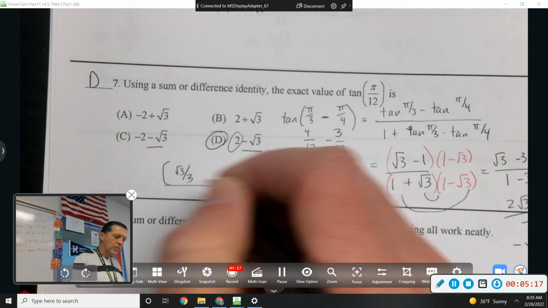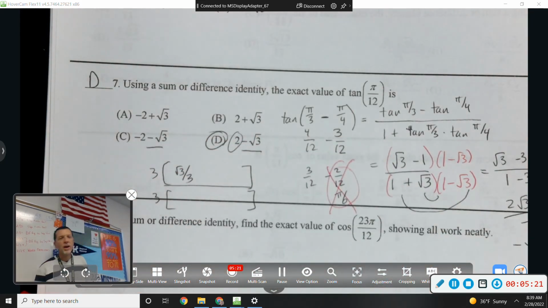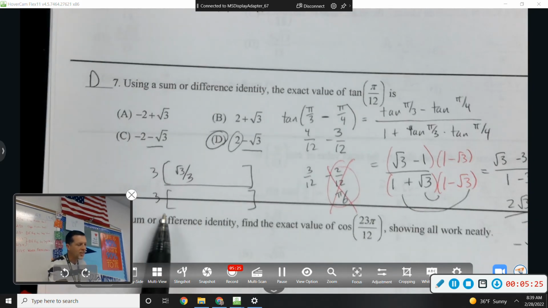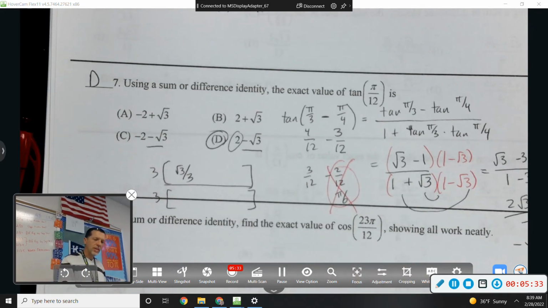And then you're going to have to multiply top and bottom by 3 to clear it out. And it just makes a mess. It can be done, and that's how you fix it, but that adds an extra step. So take the time as best you can to avoid pi over 6 for tangents.